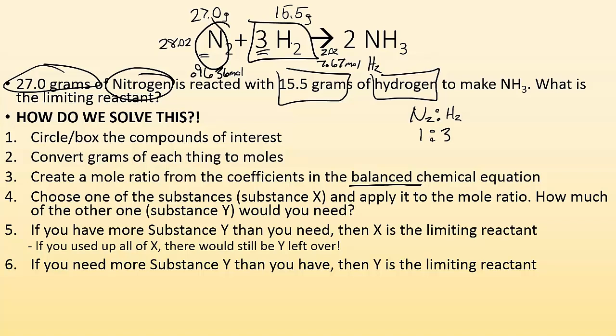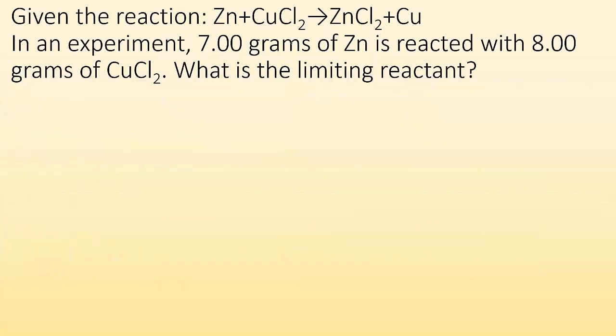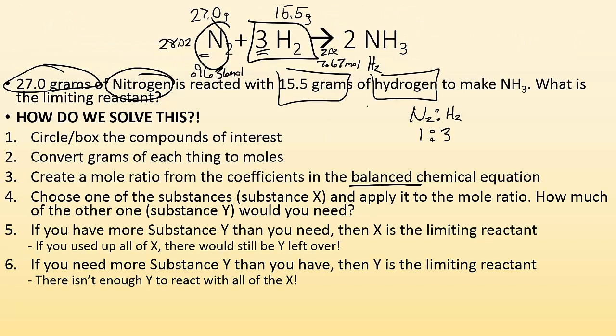Like, let's say you needed 100 moles and you only had 50 moles. Well, then you've run out of that stuff. You don't have enough. That's your limiting reactant. So let me finish it for this problem. Okay, just pick one. It doesn't matter. I'm going to use nitrogen because why not?